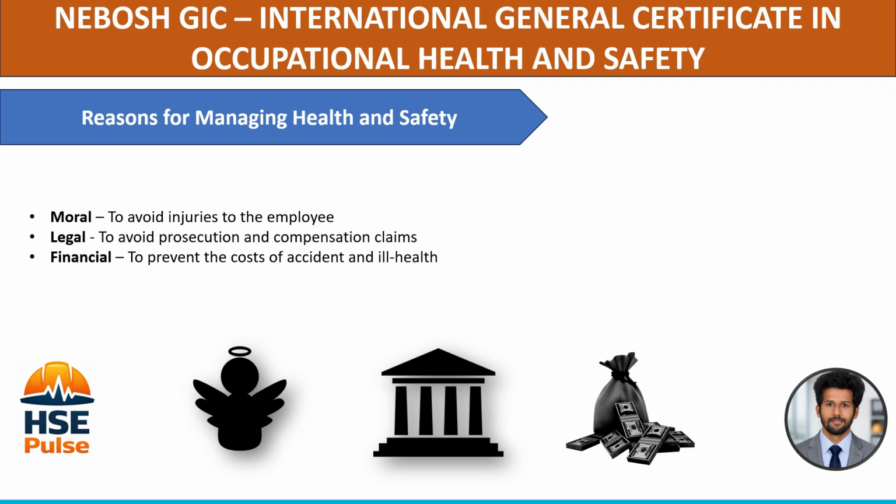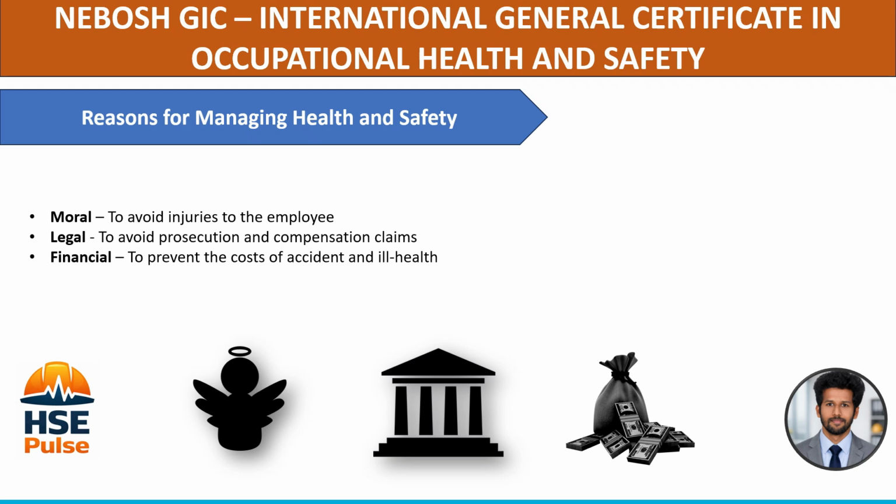Basic reasons for managing health and safety in the workplace. There are three main reasons for managing health and safety in the workplace: moral reason, legal reason, financial reason. Moral reason. It is basically to avoid injuries to the employee. Legal reasons. There are rules and regulations, depending on where the company is located.